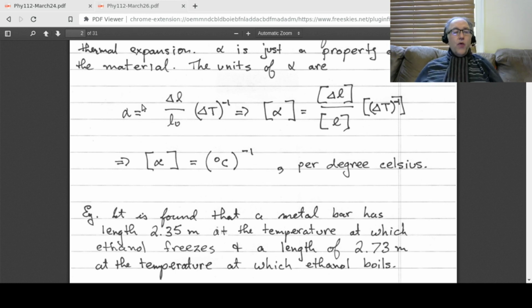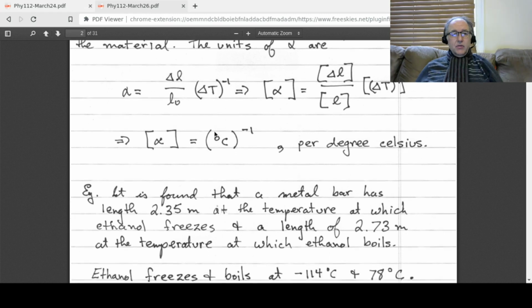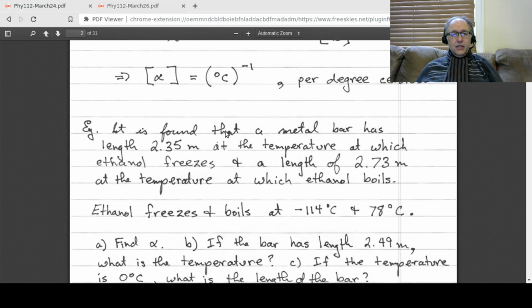Okay, so great. It's a really easy formula to use, and so let's go ahead and use that to do some calculations. So it turns out that a metal bar, I said alcohol a minute ago, but we're going to use the reference temperatures of ethanol actually, and we're going to use some metal. I don't know what this metal is, some fictitious metal, but we take this metal bar and we discover that it has a length of 2.35 meters at a temperature at which alcohol freezes.